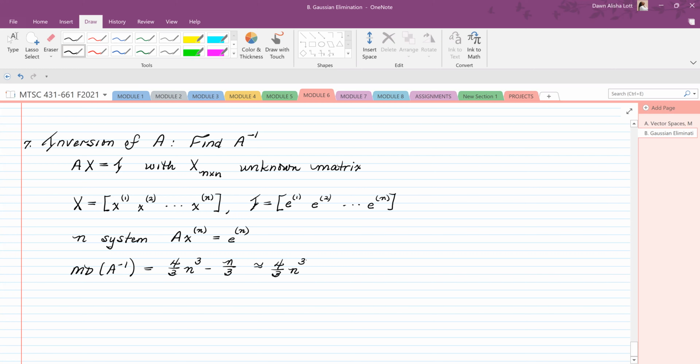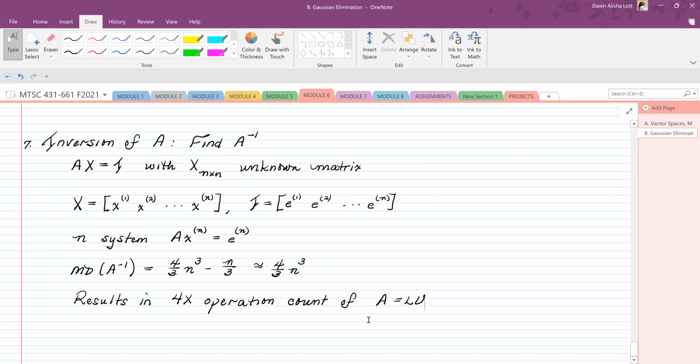So it results in 4 times the operation count of computing A equals LU. Okay.